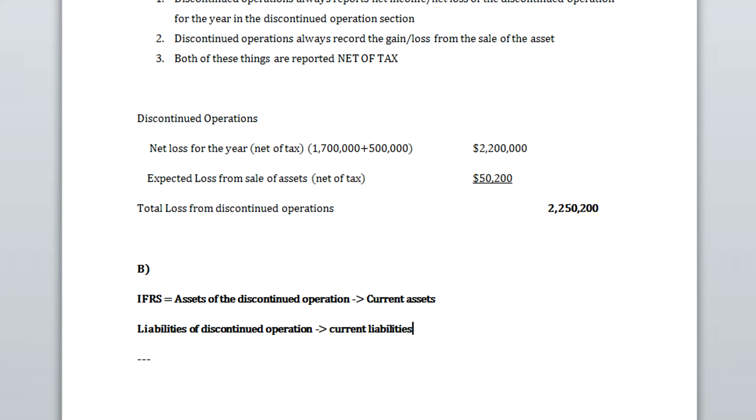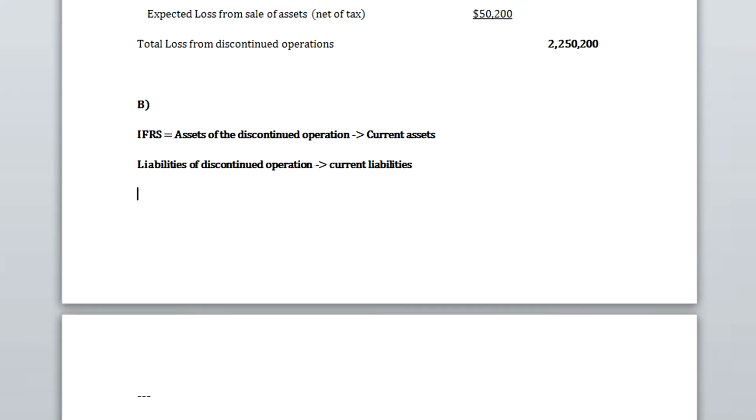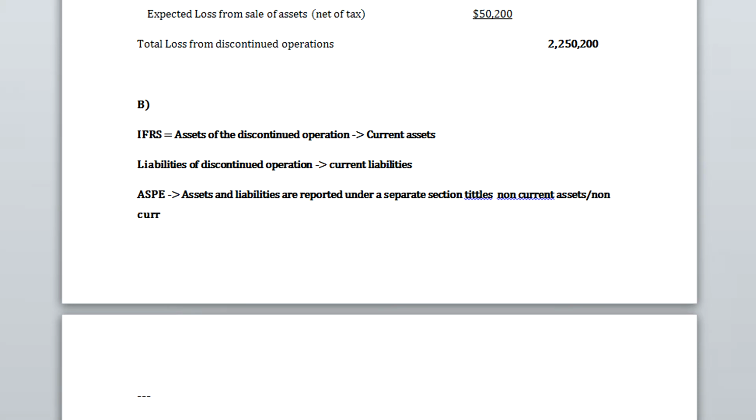That's easy to remember. Now, if this were ASPE, it'd be a bit different, okay? ASPE, the assets and liabilities are reported under a separate section titled non-current assets or non-current liabilities.